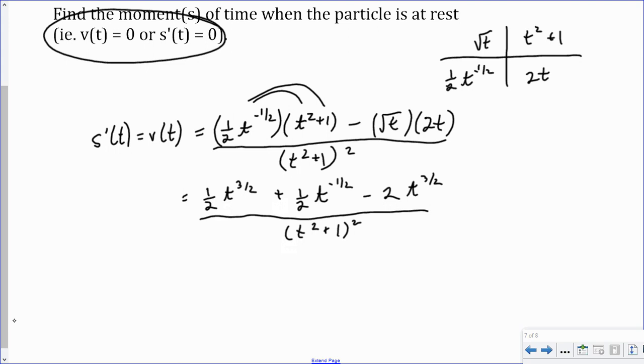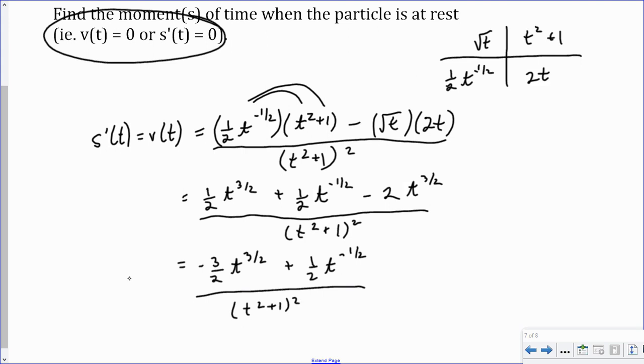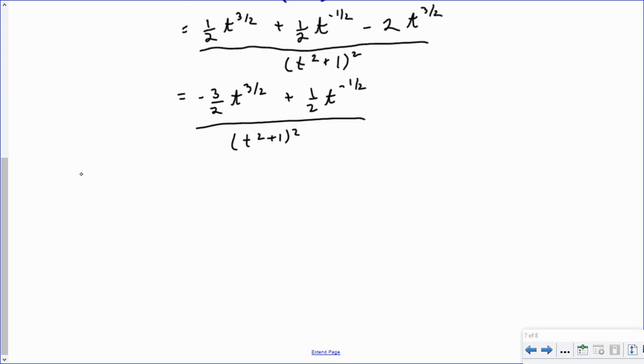All right, can I clean this up? Sure. Let's take a look at my coefficients and collect my t to the 3 over 2 term. That's going to be 1/2 take away 2, and taking away 2 is like taking away 4 halves, so I'm going to have negative 3 halves t to the 3 over 2 plus 1/2 t to the negative 1/2, all over t squared plus 1 quantity squared. And I want to find out when this is 0. So remember this concept: when my slope function is 0, it means that my numerator is 0.